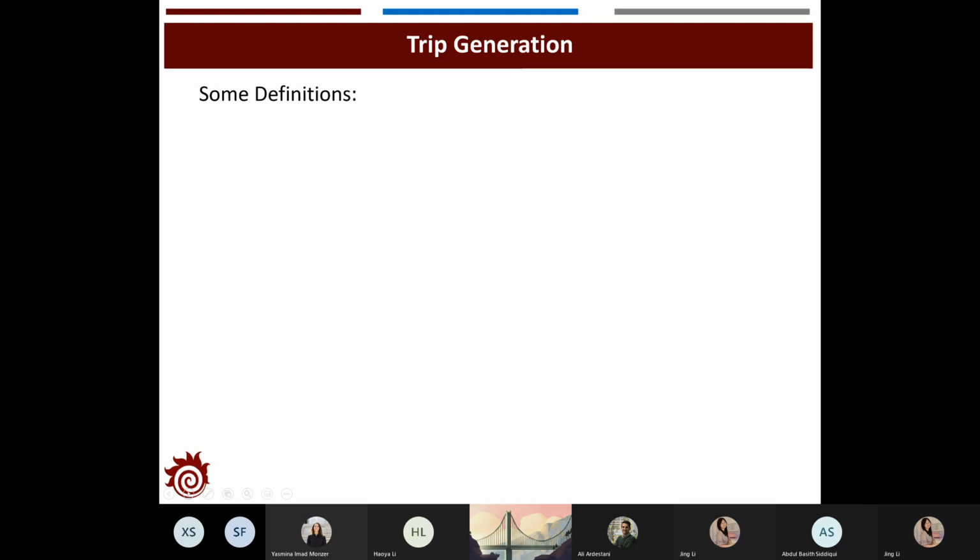Before we go to the details about how to conduct the trip generation models, we need to have some specific definitions. The first definition, which is the most critical one, is: what is a trip? How are we going to define the trip?